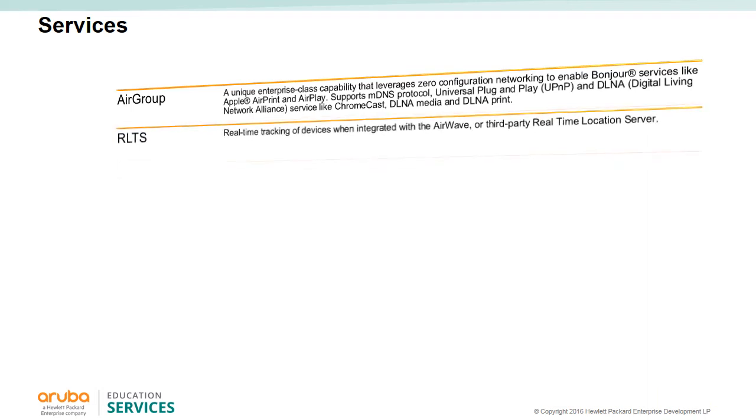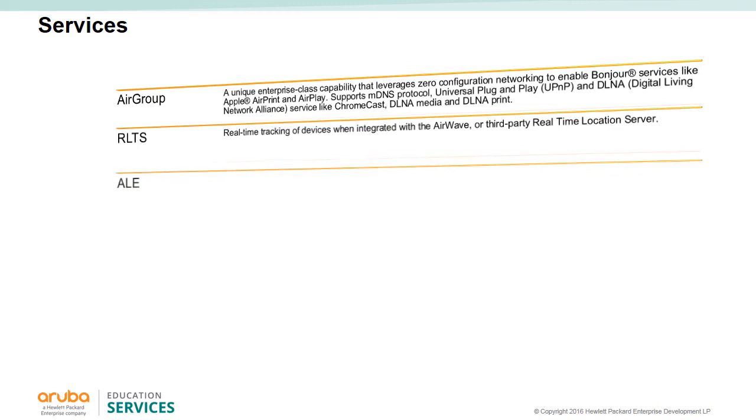RTLS: Instant supports real-time tracking of devices when integrated with the AirWave Management Platform or a third-party real-time location service such as AeroScout. With the help of the RTLS, the device can be monitored in real time or through history.